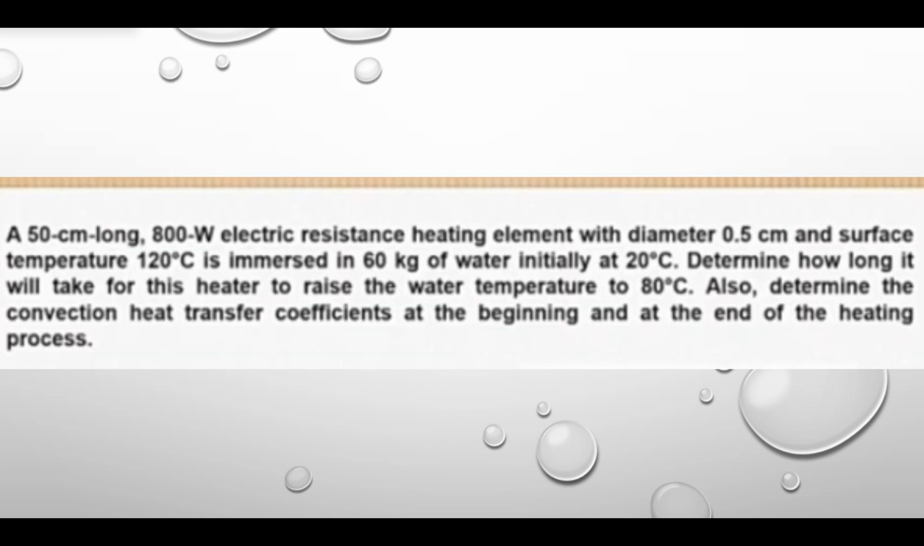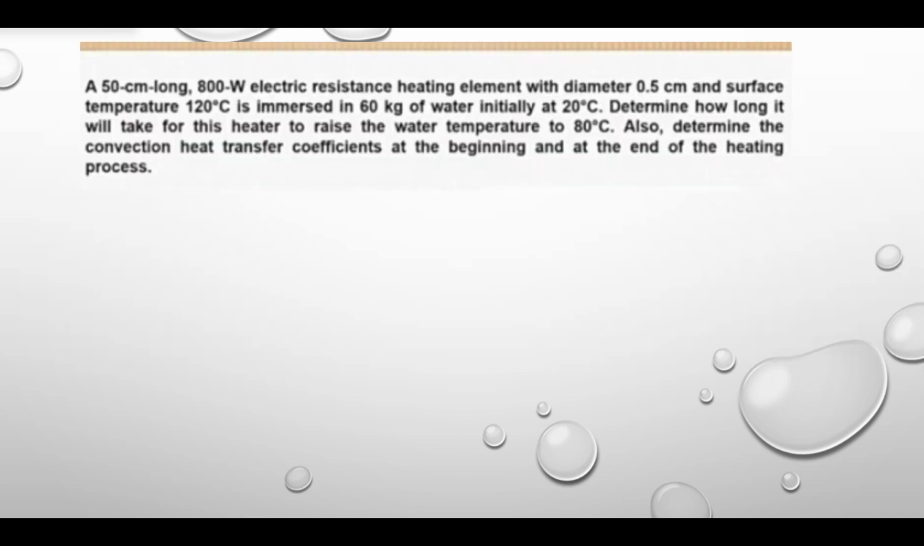A 50 cm long, 800 watt electric resistance heating element with a diameter of 0.5 cm and a surface temperature of 120 degrees Celsius is immersed in 60 kg of water initially at 20 degrees Celsius. Determine how long it will take for this heater to raise the water temperature to 80 degrees Celsius. Also, determine the convection heat transfer coefficient at the beginning and at the end of the heating process.